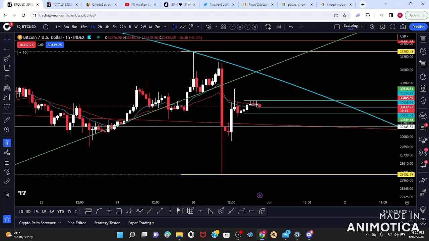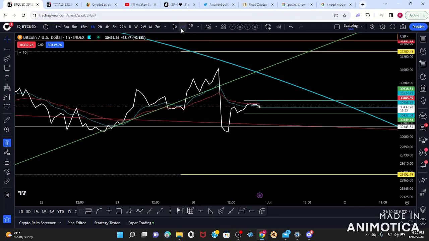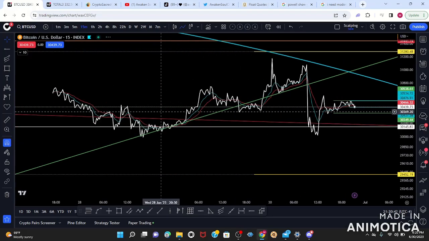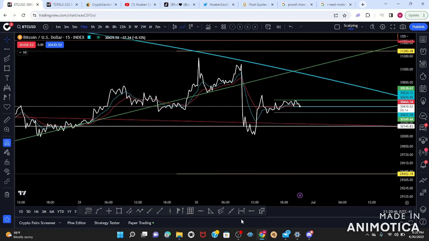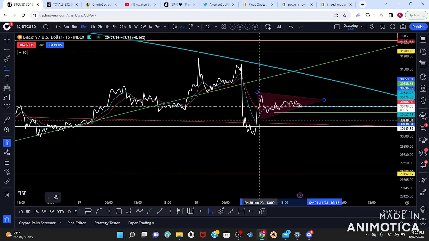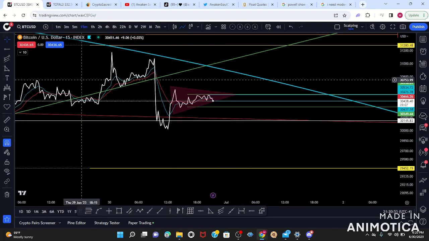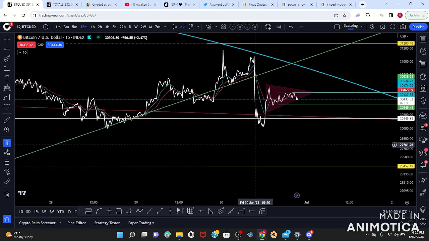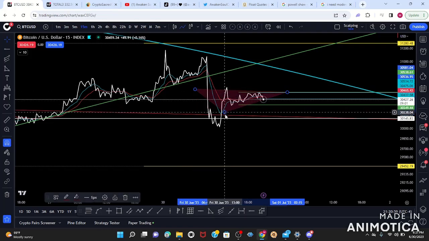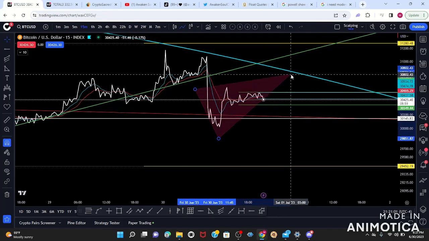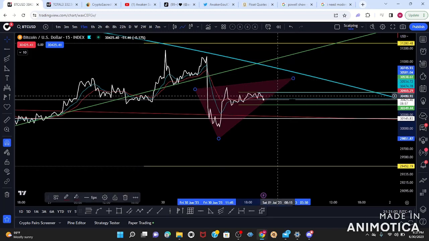Because it's really wicky, I like to sometimes turn on the line chart and then go into my smaller time frames and just visualize and see what I can see here. Right off the bat, I see a possible flag here. That could be a possibility, right? Another possibility that I saw earlier was a cute little rising wedge that I shared in my community. That could be a possibility too.